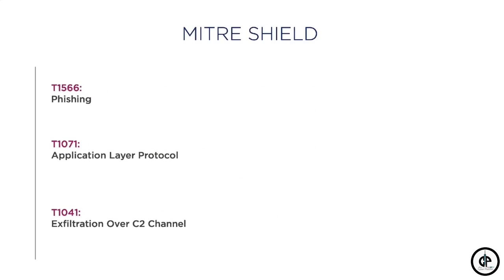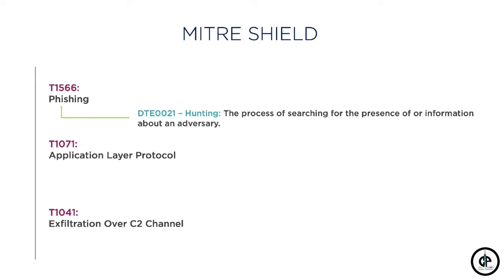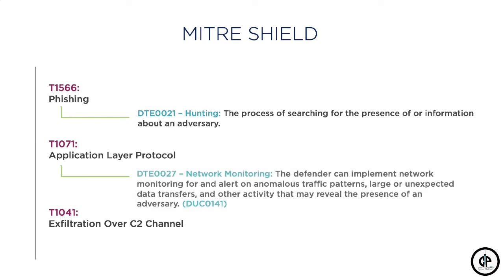MITRE Shield is another framework that helps you to map the different attack techniques to steps you can take in order to defend your network. So if we map the attack techniques and sub-techniques to MITRE Shield, we'll be able to look at different categories, such as DTE 0021, hunting, the process of searching for the presence of or information about an adversary. DTE 0027, network monitoring, in that the defender can implement network monitoring for and alert on anomalous traffic patterns, large or unexpected data transfers, and other activity that may reveal the presence of an adversary.